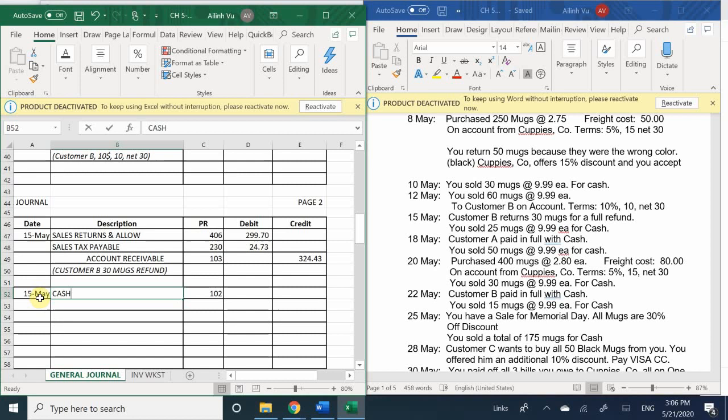Sales and sales tax payable. Oh no, I just got rid of my cash account. Cash. All right. Sales and sales tax payable. That is correct. I believe sales is 401 and sales tax is 230.